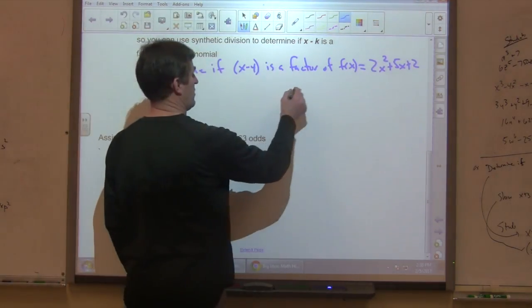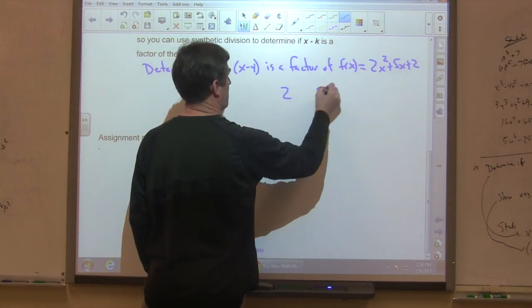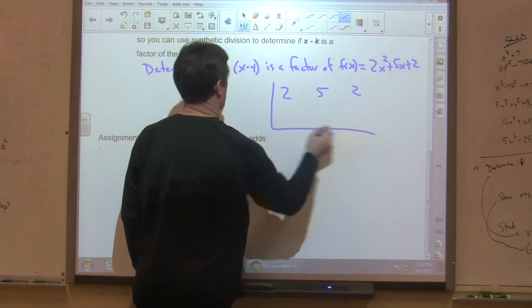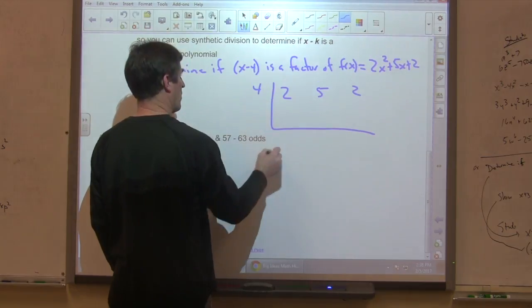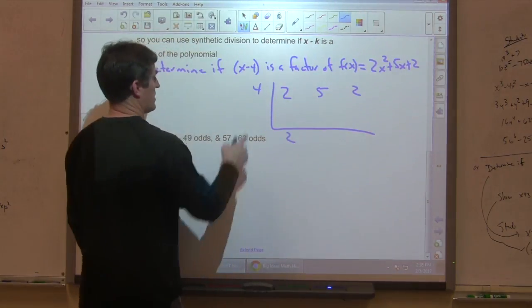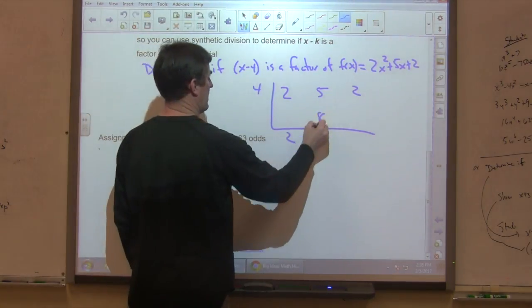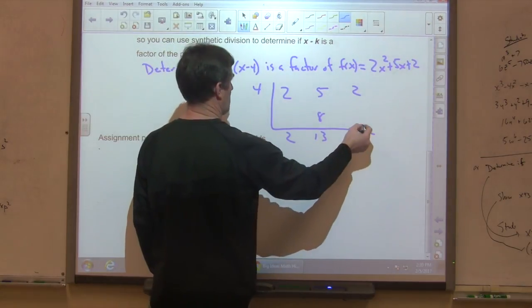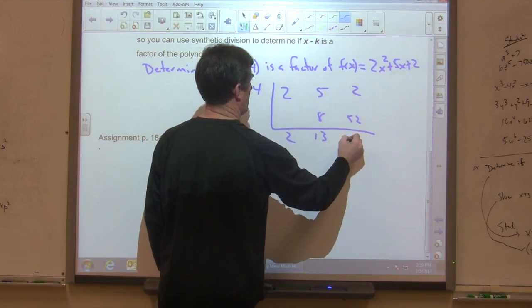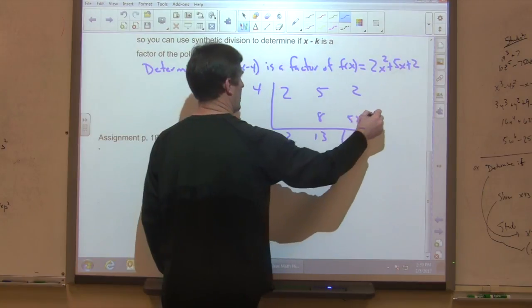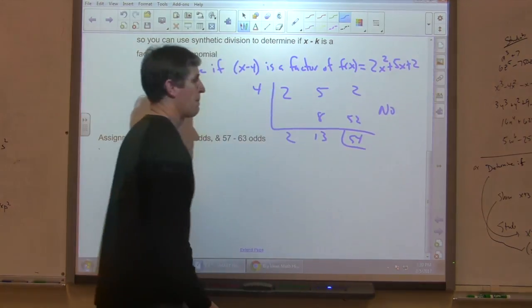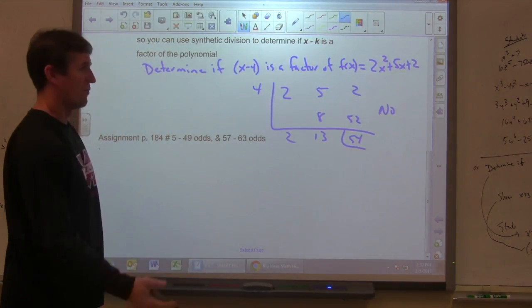If you did this right, your coefficients are 2, 5, and 2. This would be 4, because it's opposite what it says, so that would be 8, 13, 4 times 13 would be 52, 54, and so you should have had the answer was no. So hopefully you got that one right.